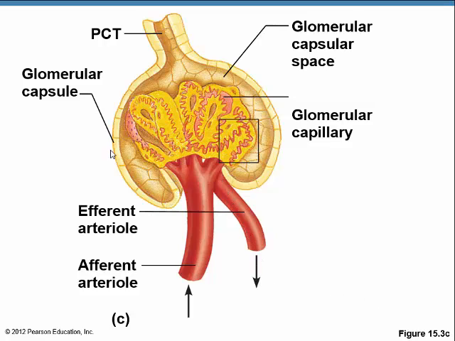The glomerular capsule actually has two layers. The inner layer of the glomerular capsule covers the capillaries. Between those two layers is the space of the glomerular capsule, and this is where the fluid will collect as it drains into the rest of the renal tubule.